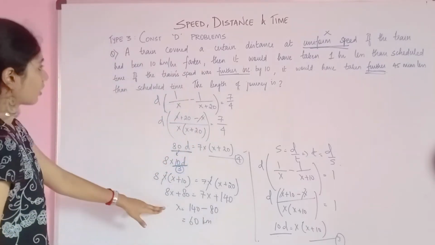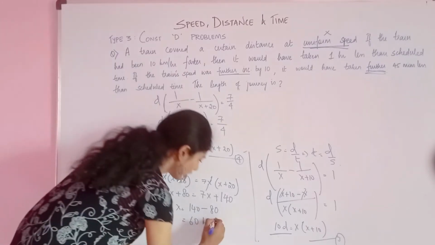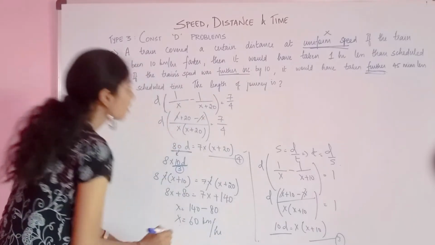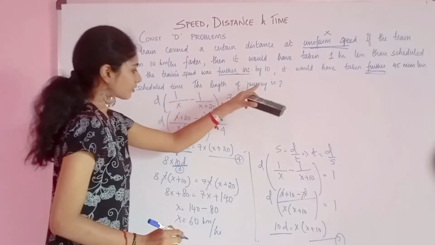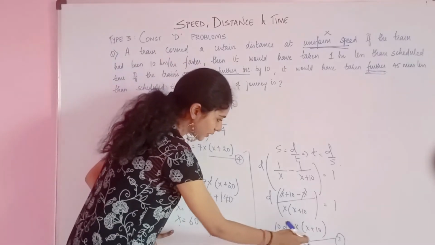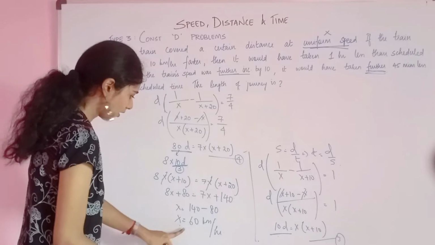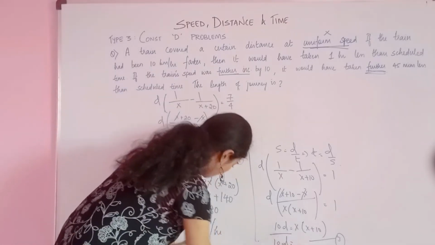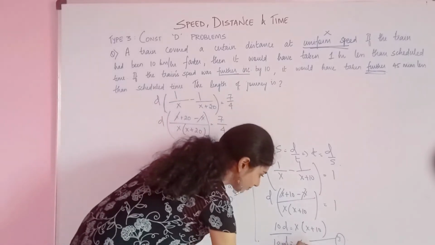X is nothing but speed, so 60 kilometers per hour. Fine, so this is our x. But what should we find? The length of the journey. So how do I calculate the length of the journey? We know that 10d is equal to x into x plus 10. We have calculated x as well. So 10d is equal to what? 60 into 70.